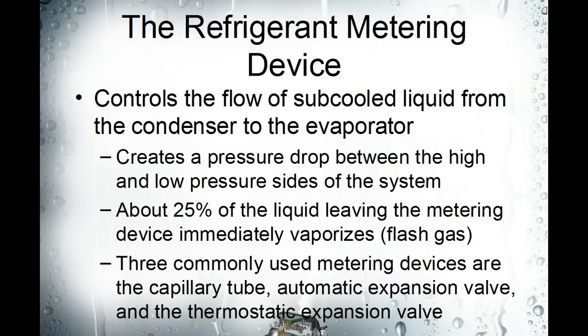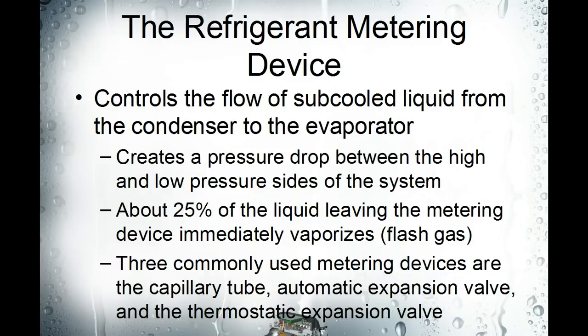All right, now it's time to put together the refrigeration cycle and how all these components work together. Before we do, let's just chat a little bit about the refrigerant metering device. There are several different kinds that are outlined in your book, with supplementary information about each one in detail. But what you do need to know is that it controls the flow of the subcooled liquid from the condenser going to the evaporator. And basically it is a restriction.